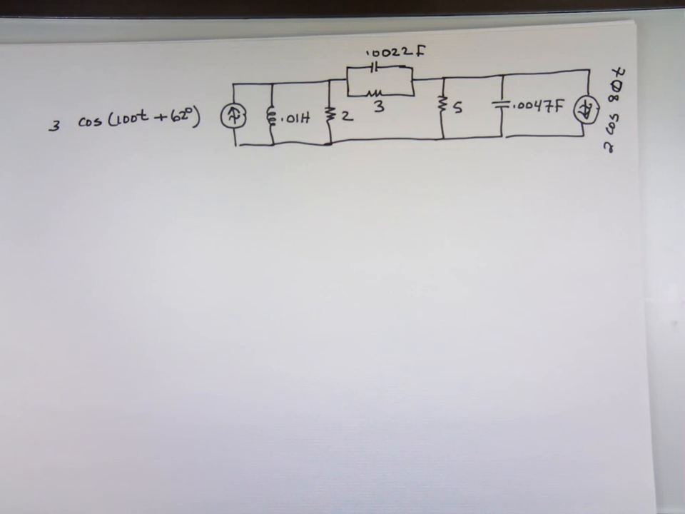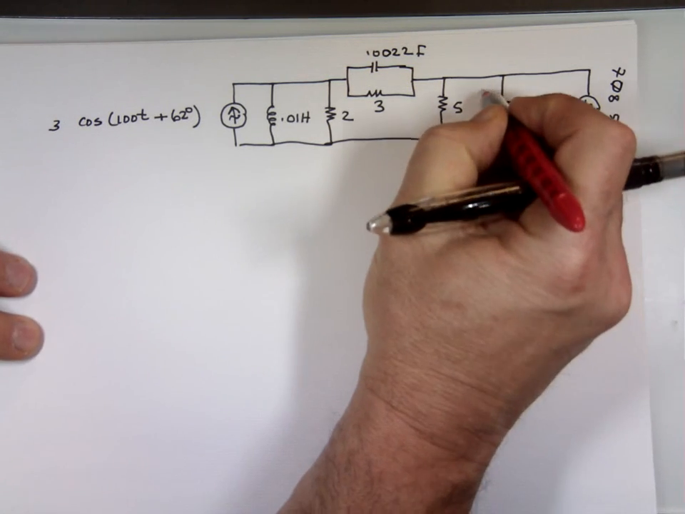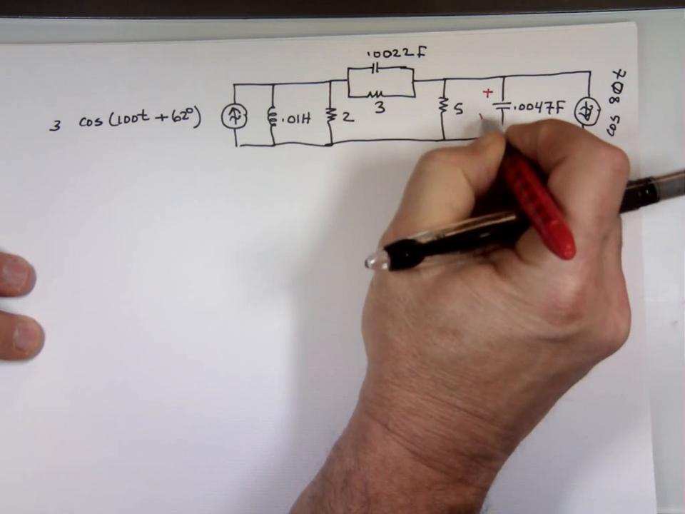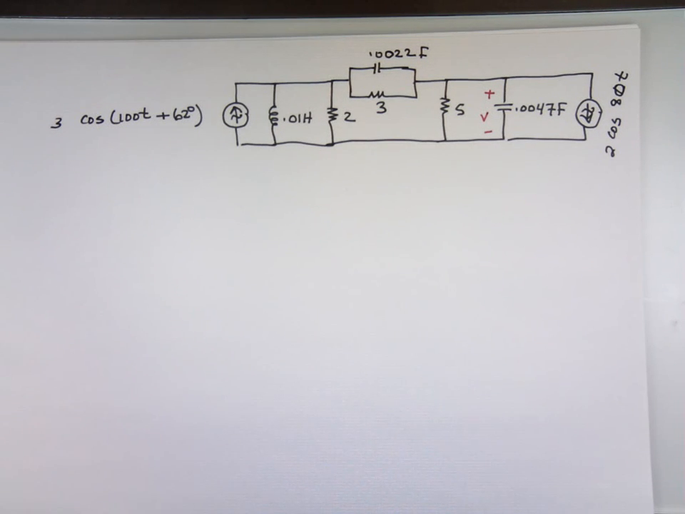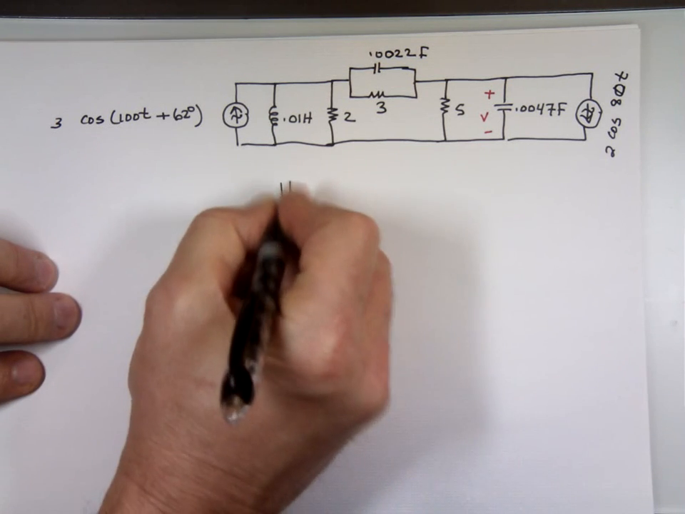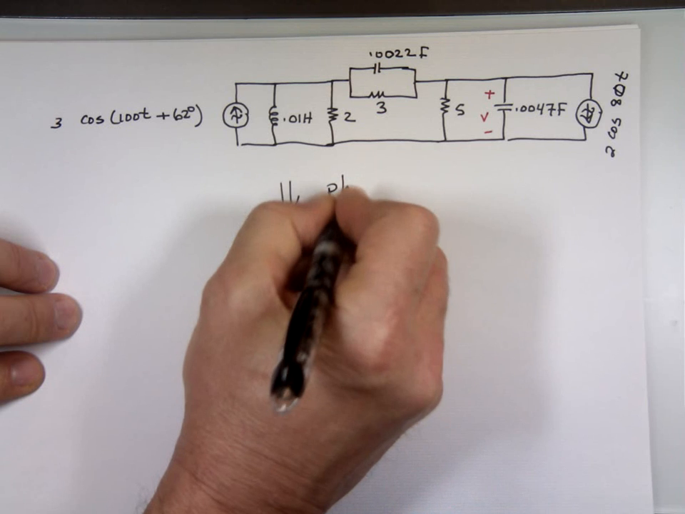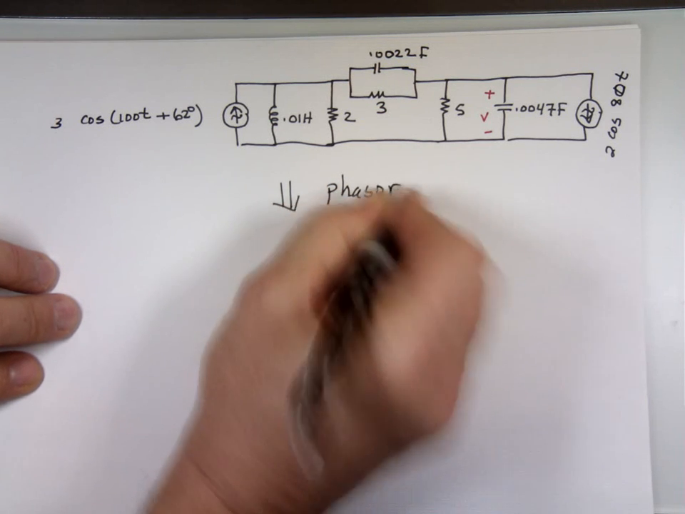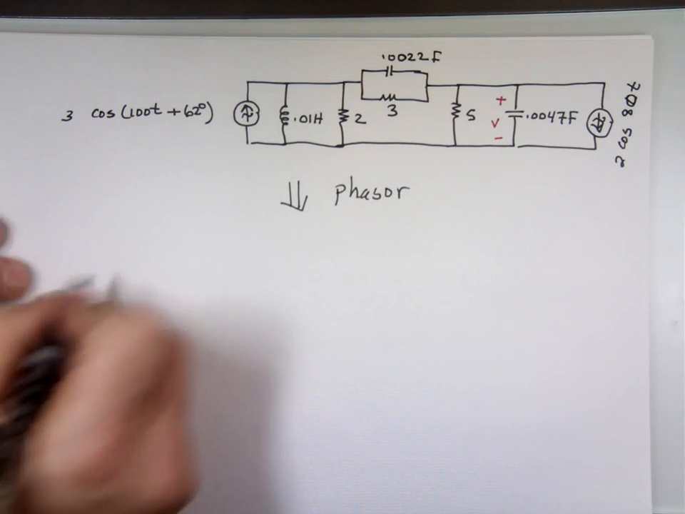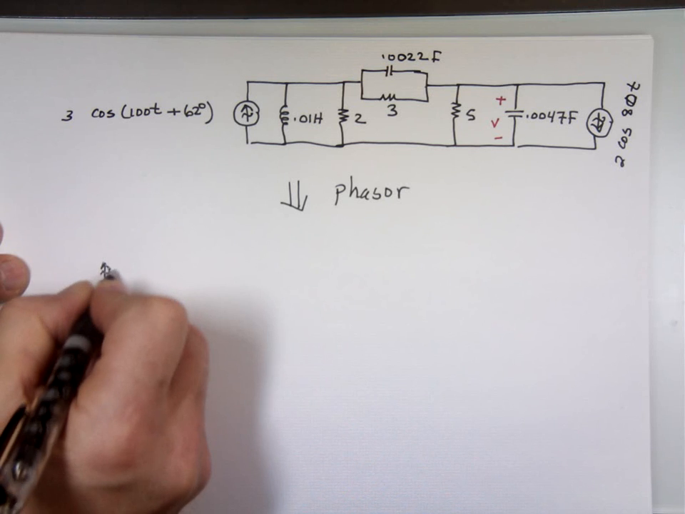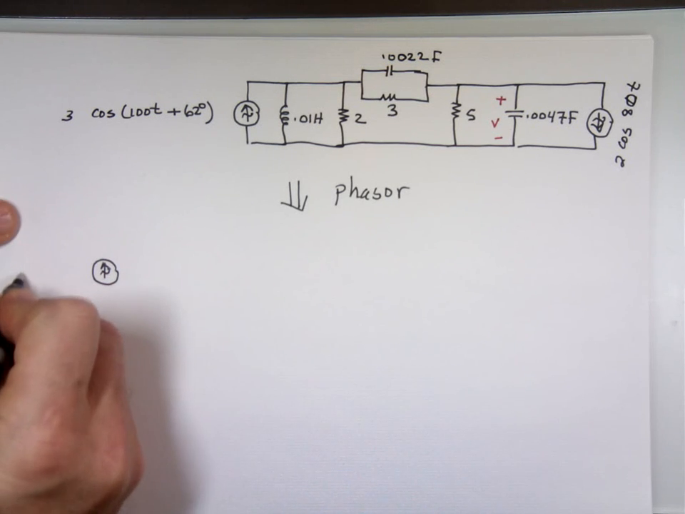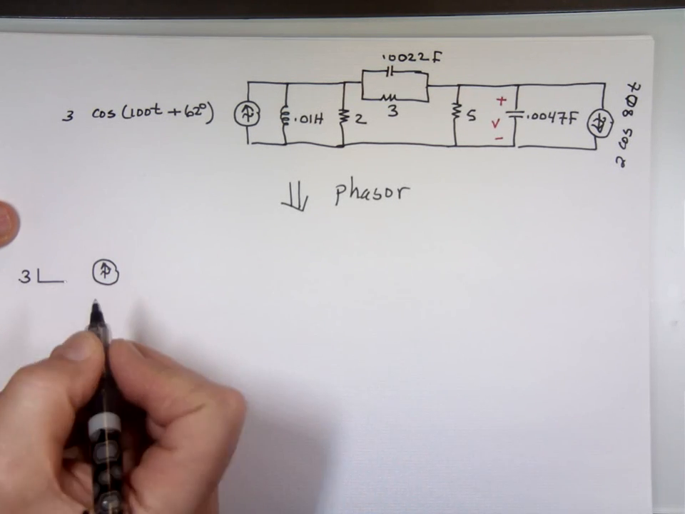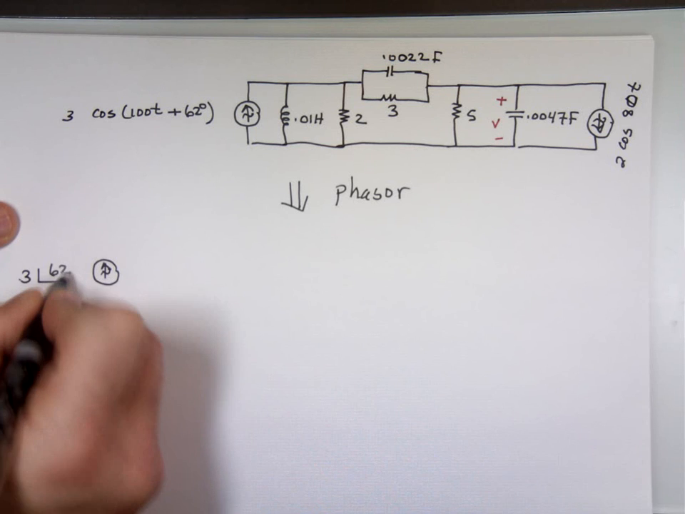So here, we're going to try to use phasor. Let's say my goal is to find the voltage right here, the voltage across the capacitor. What's this voltage? That's what I'm looking for. So I'm going to convert everything to phasor. My source here will be 3 angle what? 62. Yes.